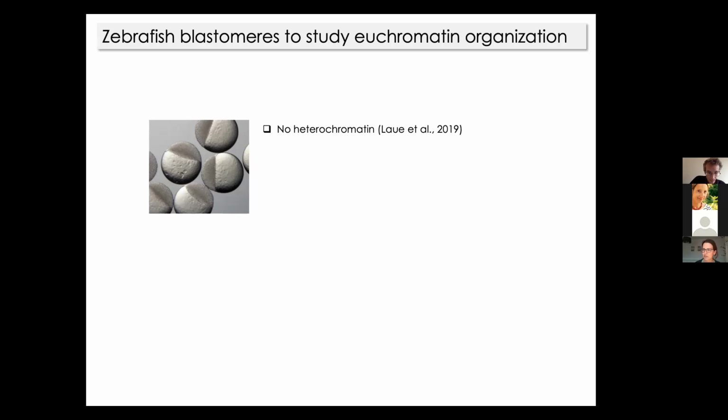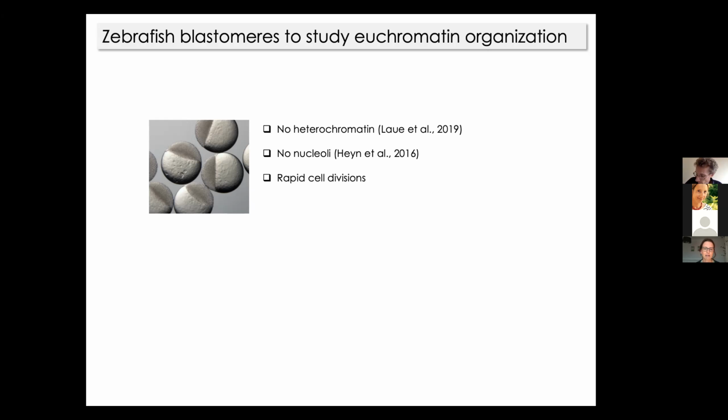And we still stuck with the zebrafish embryo because it offers some important advantages. One is that at these early stages, we don't have any heterochromatin in the nuclei. And this is important because it greatly facilitates the image analysis that we wanted to do. So now we only have euchromatin and we can look at how this is organized in nuclear space. Similarly, there's no nucleoli, which also facilitates image analysis because nucleoli are quite large structures in the nucleus.